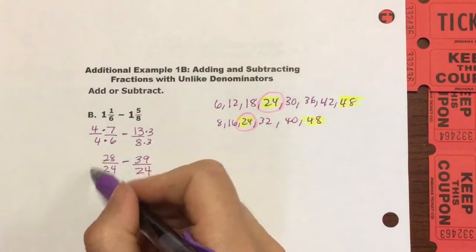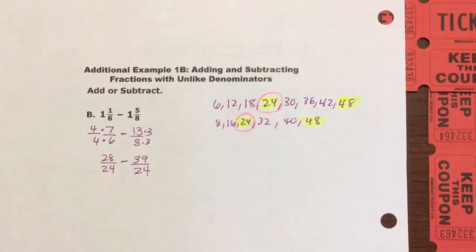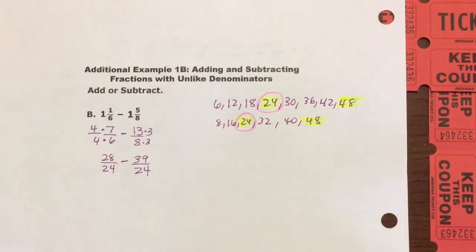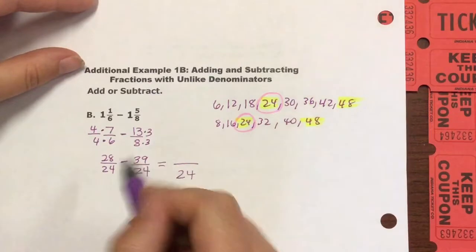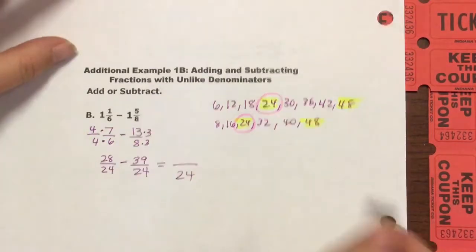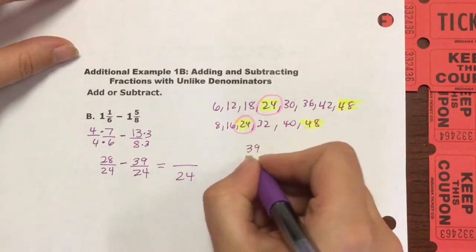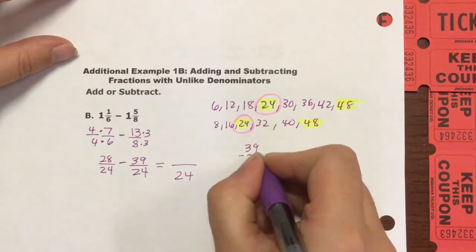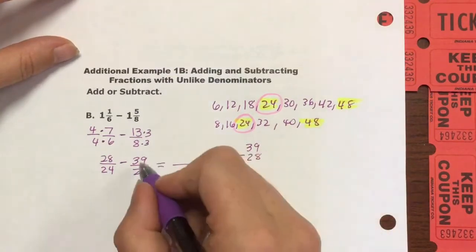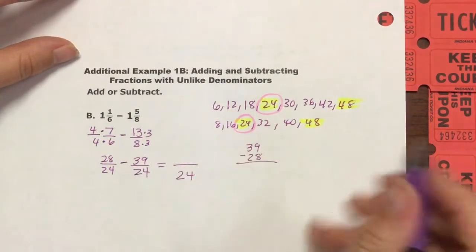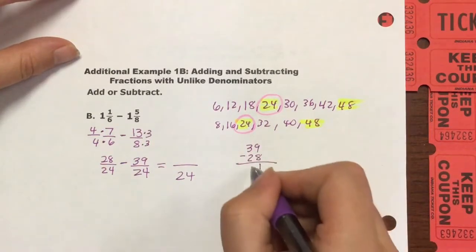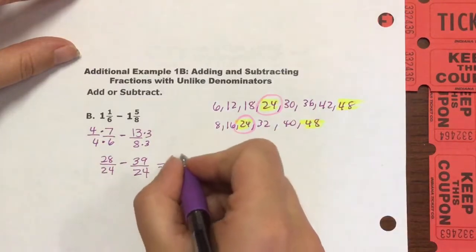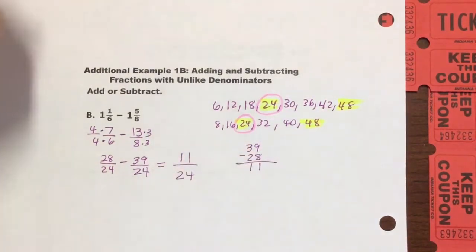Notice that this is positive and this is negative. So these signs are different. What that means is I'm going to take the difference of the two. Okay, I'm going to keep 24 on the bottom. That's a given. But I'm going to find the difference between 28 and 39. So I'm just going to go 38 minus 28. Did I say that? 38? I'm sorry, 39 minus 28. 9 minus 8 is 1. 3 minus 2 is 1. Okay, so the difference between these two numbers is 11.